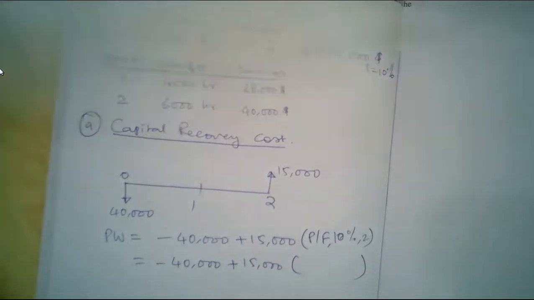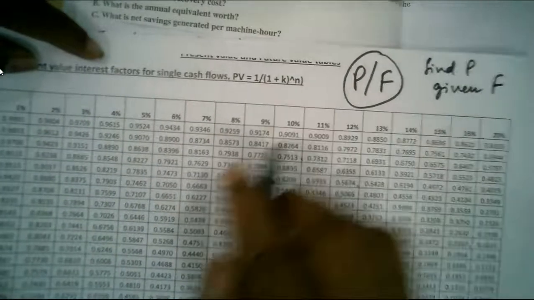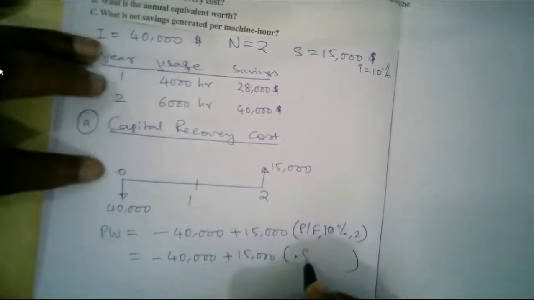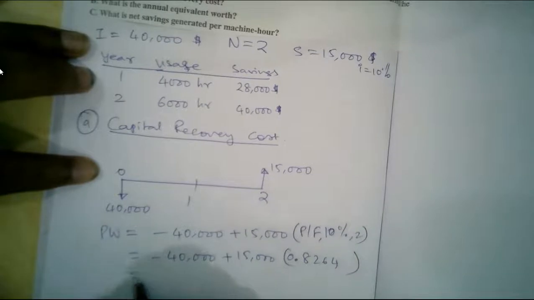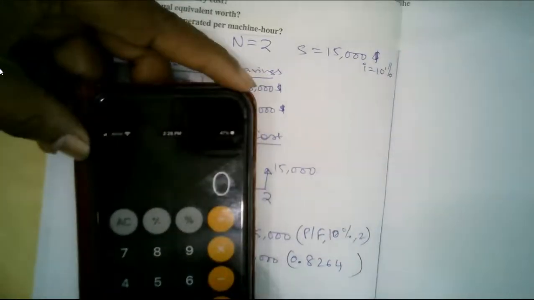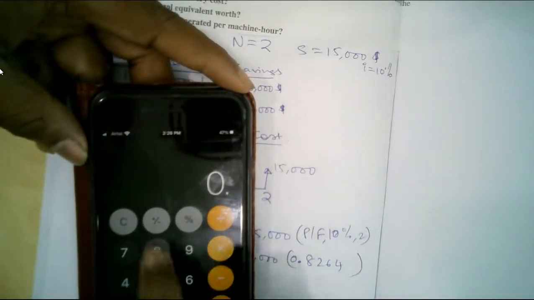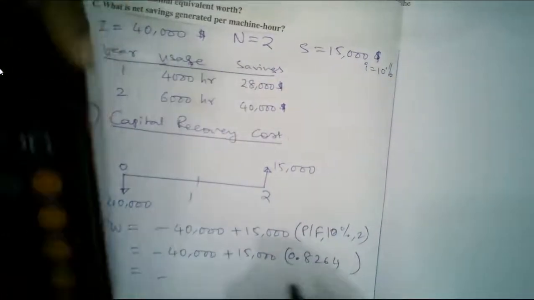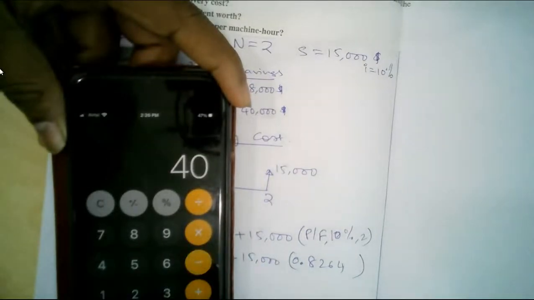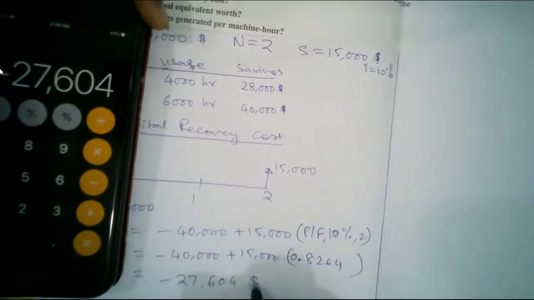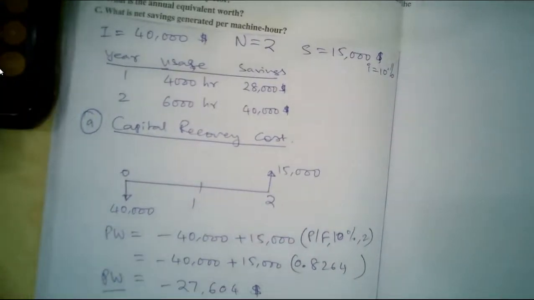Okay, so I have the sheet here. P by F, 10% for 2 years, is 0.8264. Now let's calculate. 15,000 multiplied by 0.8264, I'm getting 12,396, minus 40,000. So minus $27,604 is the present worth of the project.